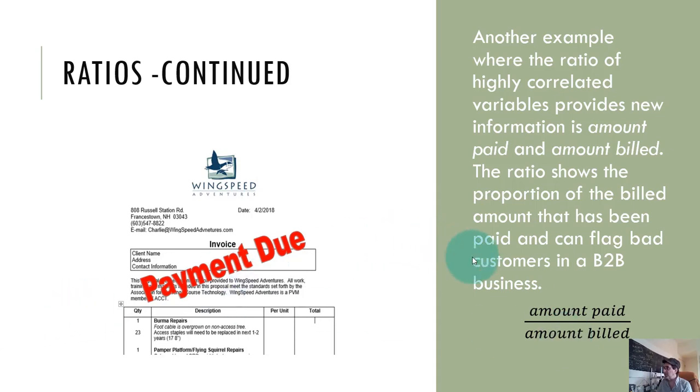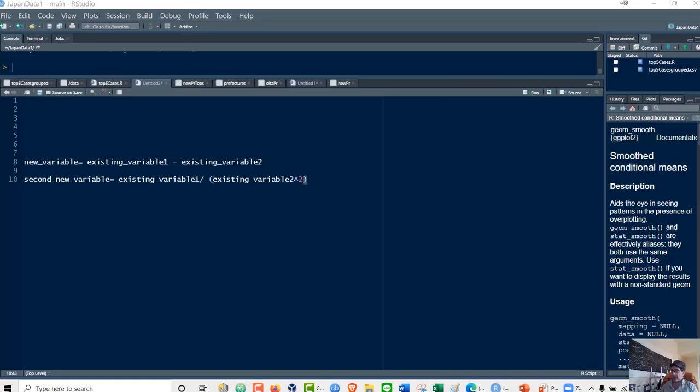Nevertheless, these two would be quite highly correlated, right? If we bill out more, of course, we expect to be paid more. But this ratio shows the proportion of the billed amount that has been paid and can flag bad customers in a B2B business. So again, these are highly correlated. Okay, so we covered a number of important and interesting cases.